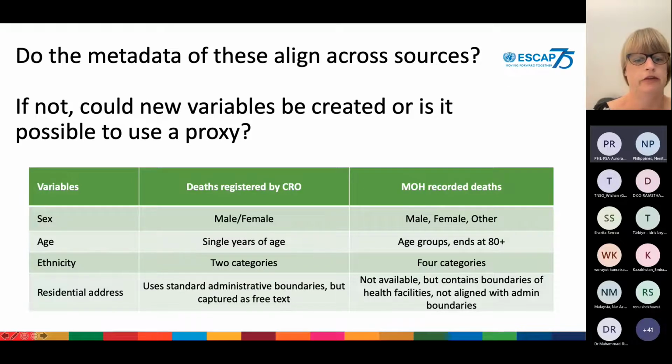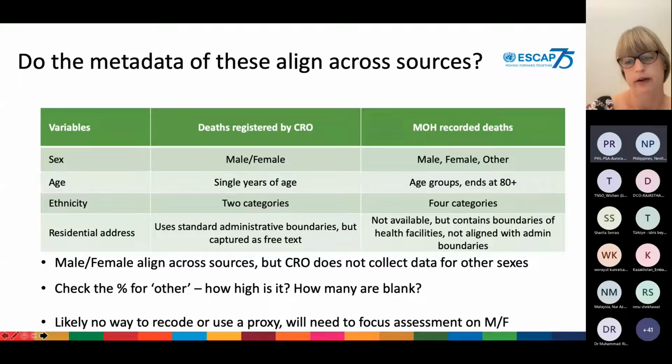And then finally, our civil registry, in general, would use standard administrative boundaries, what's accepted in the country. However, for the residential address, they capture it as a free text field, so it's all just entered and typed in. For our Ministry of Health, they don't capture usual residence, but they do have a field with, say, province or district for the health facility, but these boundaries don't align with the administrative boundaries of the country. So we already see that there are some issues between these different variables.